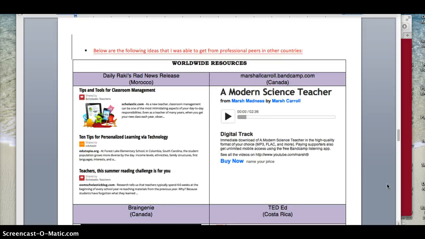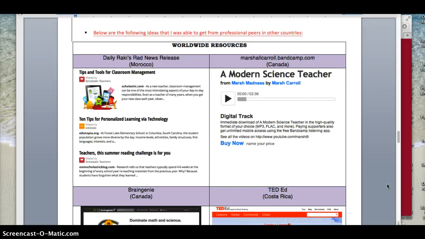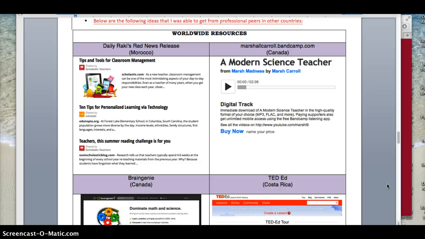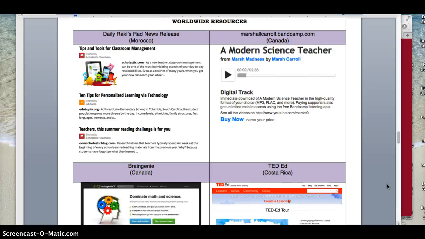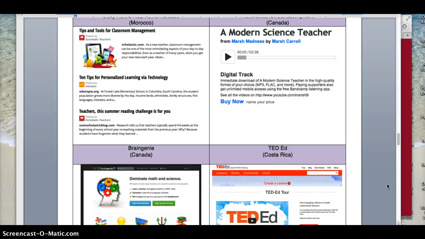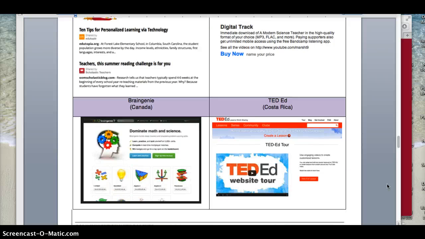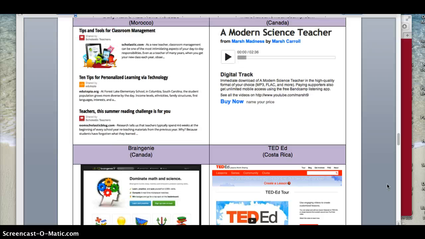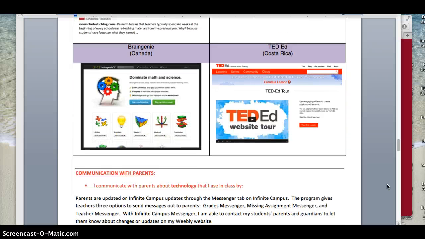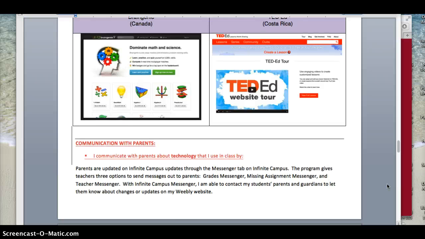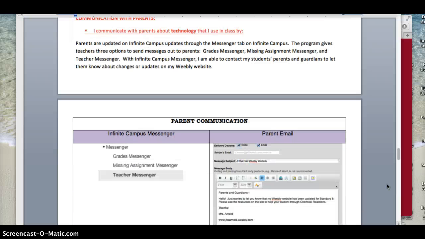And here's some other resources I have gotten from all over the world. One from Morocco, which is a daily technology newsletter that she sends out, and some science songs that a teacher from Canada has made. So it was really cool to see all the information that I could gather from all these teachers abroad.